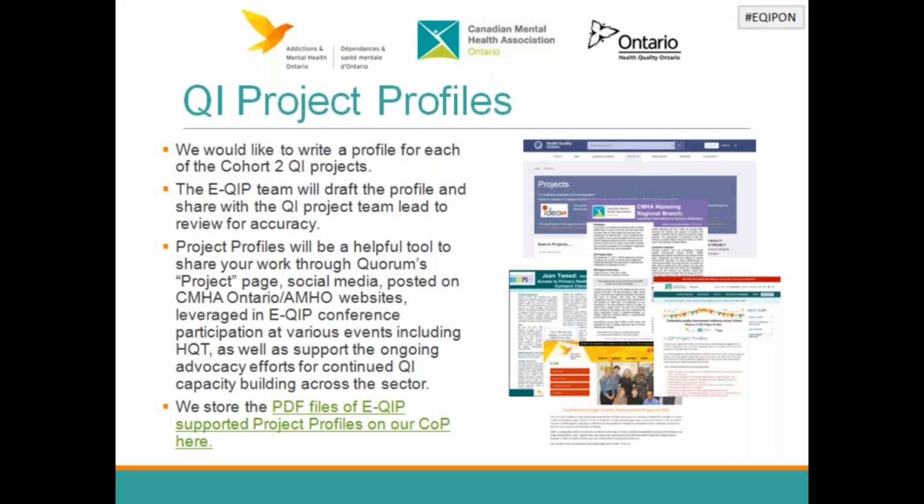How this is going to work is the E-QIP team will actually write the profile for you, and then we'll just ask you to read it to make sure that we've captured the information correctly. And then we'll be able to use those PDFs of your project profile on our website. You're more than welcome to share it on your organization's website and use it as an information sharing tool. I know a lot of you talked about sharing your project with your staff and community partners, so it's a really good tool for you to have to use that way. And we'll hopefully get those completed within the next couple months. Again, all that's required of you is to make sure that what we've written is accurate. And then you can use that profile as you wish.